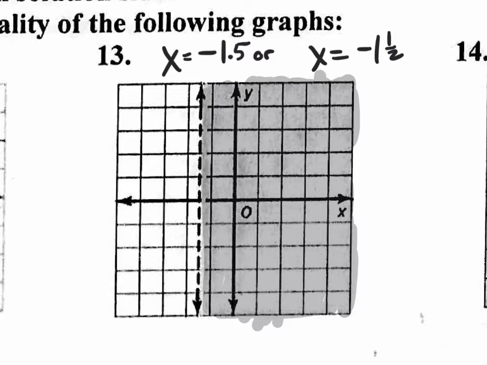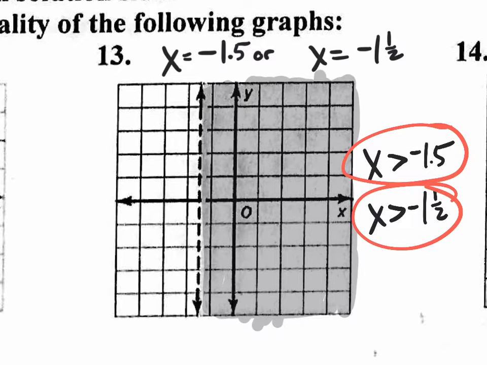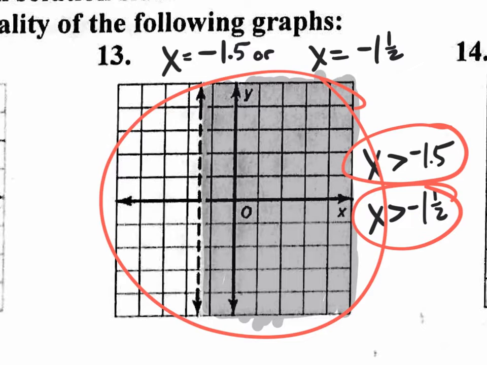So let me ask you this. On the x values, would you say that the shading is less than that negative 1 and 1/2 or greater than that negative 1 and 1/2? It's greater than that negative 1 and 1/2. So the correct inequality for this graph would be x is greater than negative 1.5, or x is greater than negative 1 and 1/2. Those are your inequalities that represent this graph right here. I hope that makes sense.